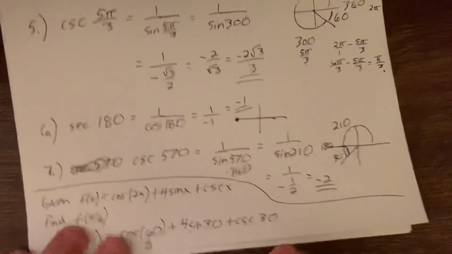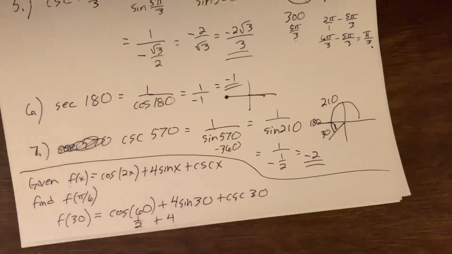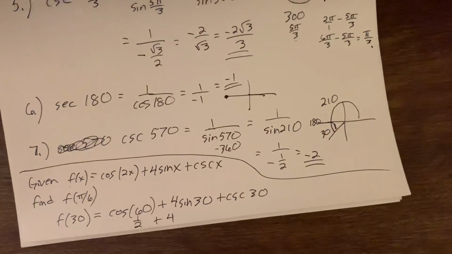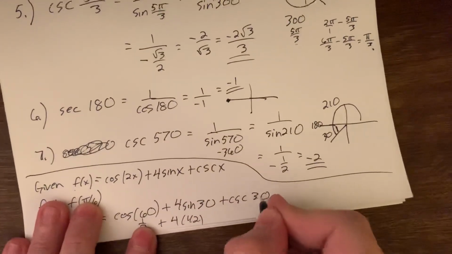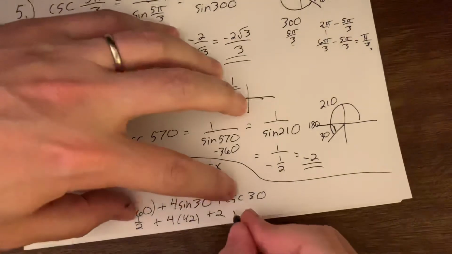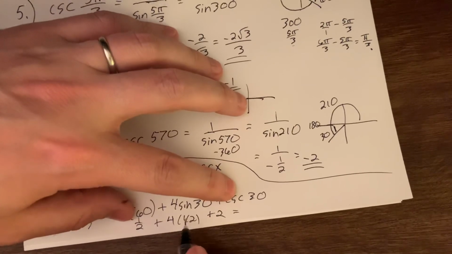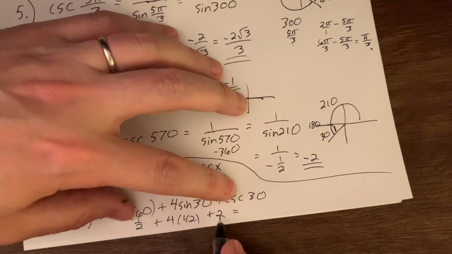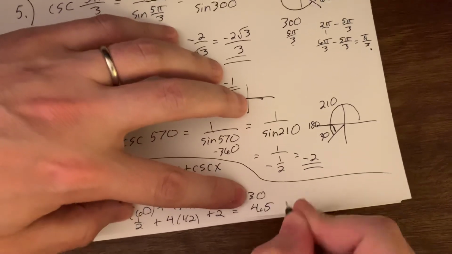This 4 just pushes along, and sine of 30 is 1/2, and the cosecant is 1 over sine, so that'll become a 2. And I'm sorry this is getting blurry. Just to finish this arithmetic, 1/2 plus 4 times 1/2 is 2, plus 2: 1/2 plus 2 plus 2 is 4 1/2, or 4.5.